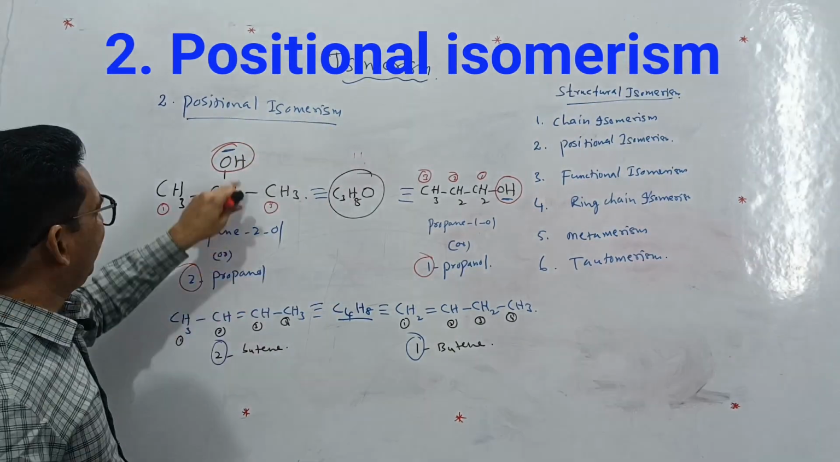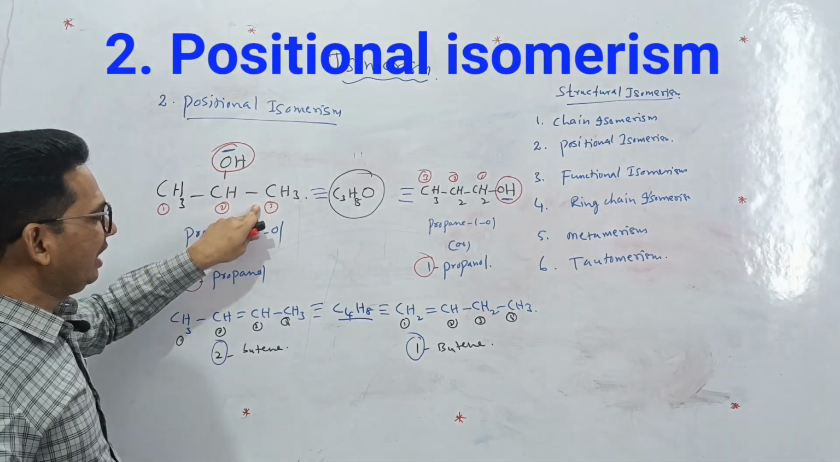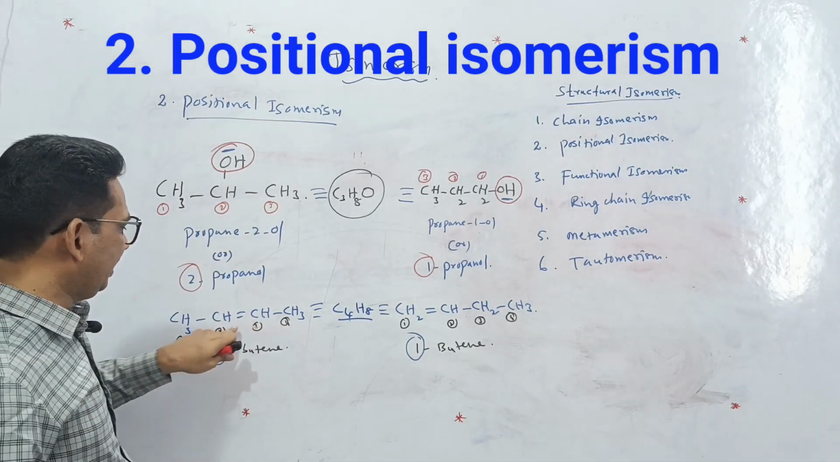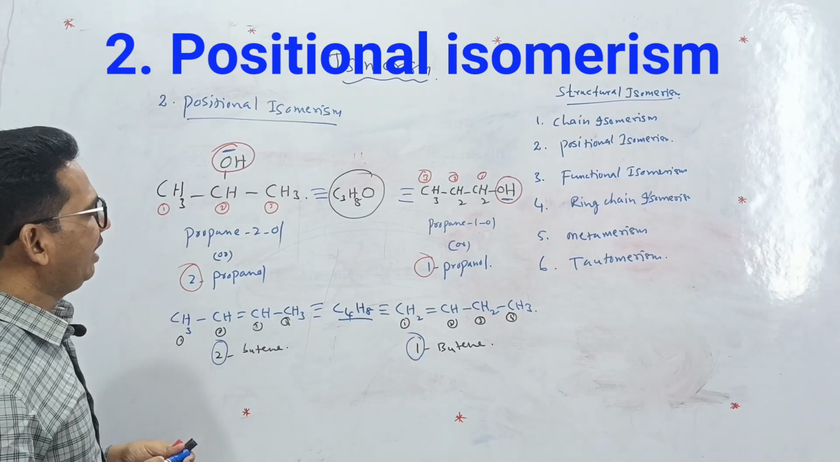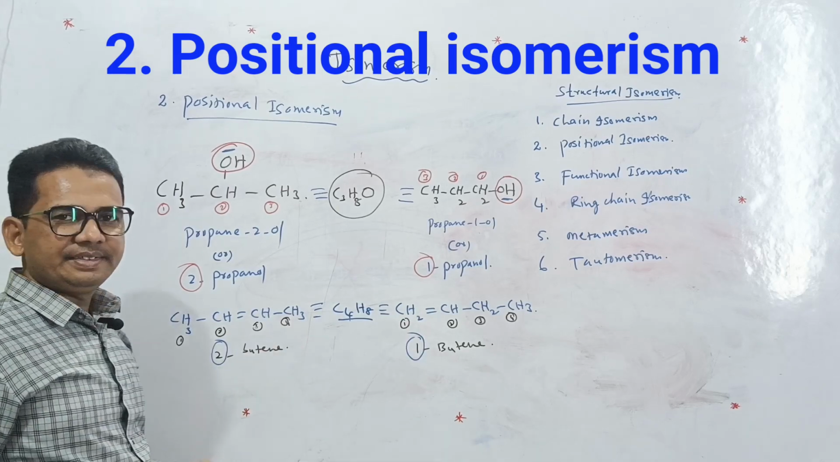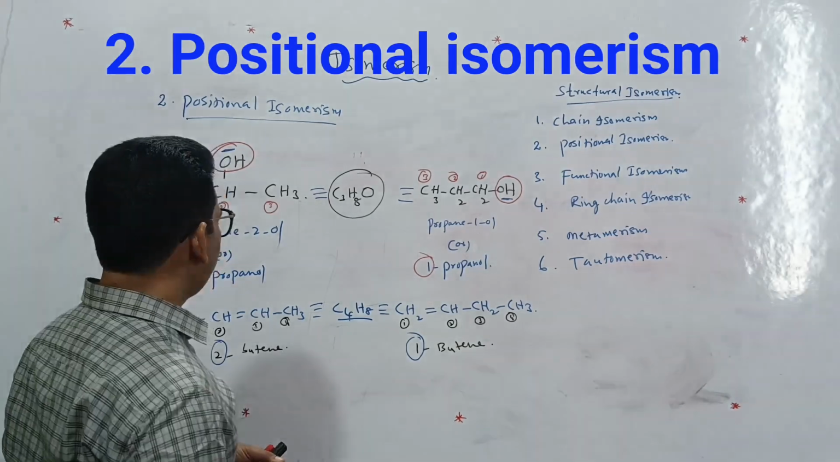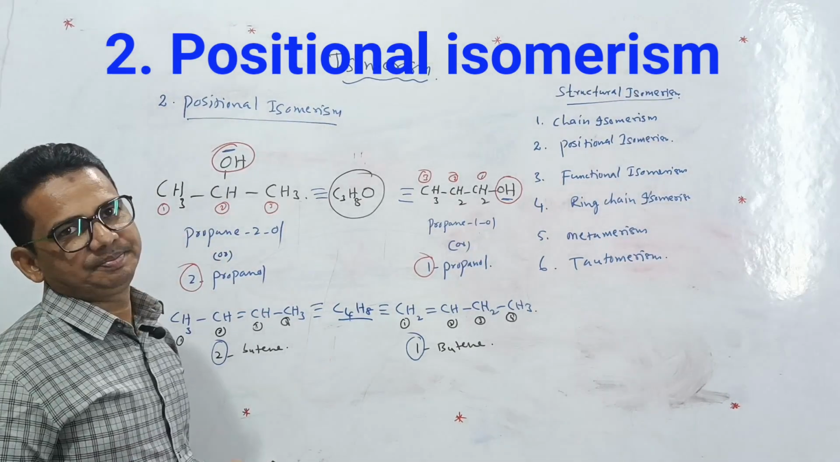Whether it is the functional group position or the double bond position, if only that is different in the structure and the molecular formula remains the same, then they are called positional isomerism.